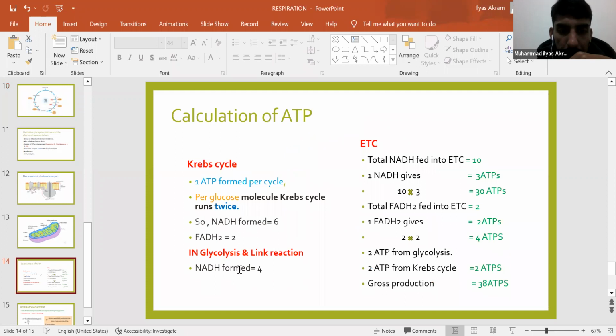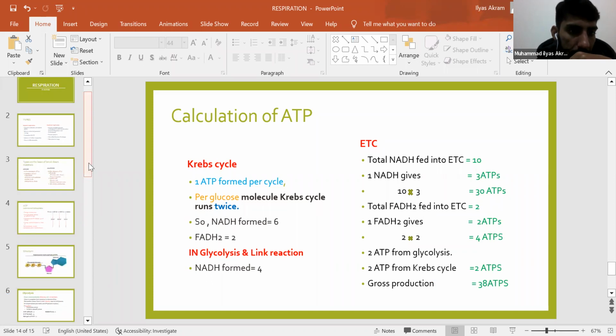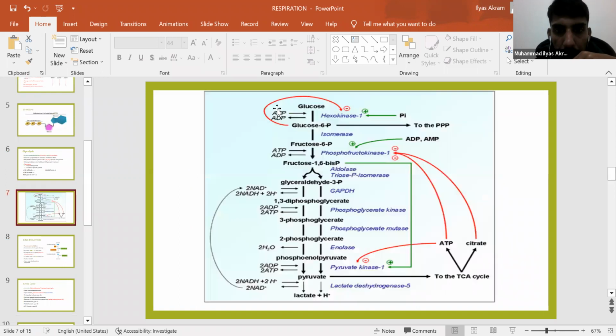In glycolysis, only 4 NADH are formed. Here, this is a single process, and we said that there will be 2 molecules. This arrow shows there are 2 molecules of glyceraldehyde 3-phosphate. The conversion of one molecule produces one NADH, while the conversion of the second molecule produces another NADH. So 2 form here and the other 2 form from here. So the total number of NADH formed is 4, and the production of ATP is also 4 in total.